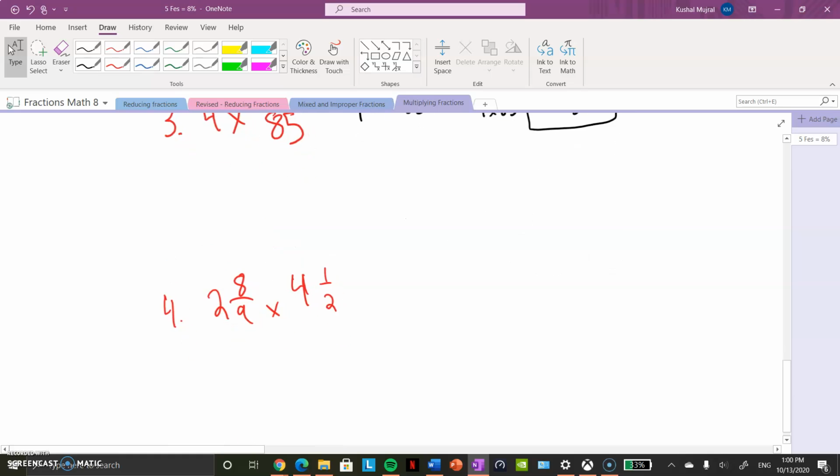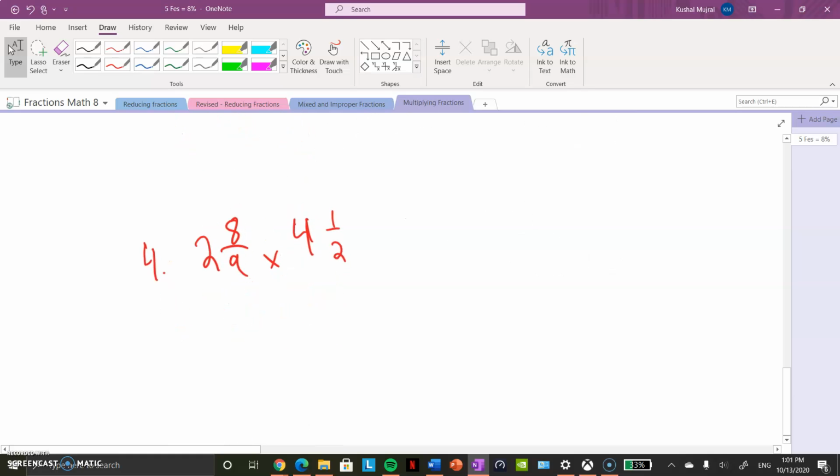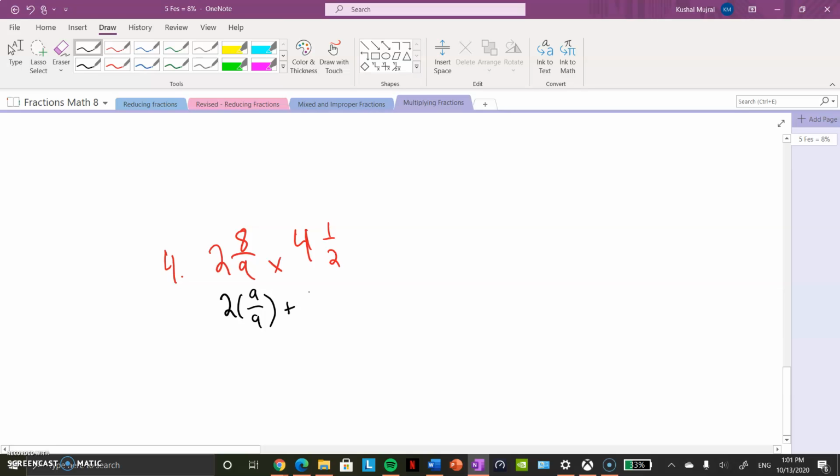Okay, last question. 2 and 8 over 9 times 4 and 1 over 2. First, we want to convert these into improper fractions. To do that, this becomes 2 times 9 over 9, which is 18 over 9, plus 8 over 9. We're going to have to put this in a bracket, because this is one thing that we have to solve before we can carry on with the question.